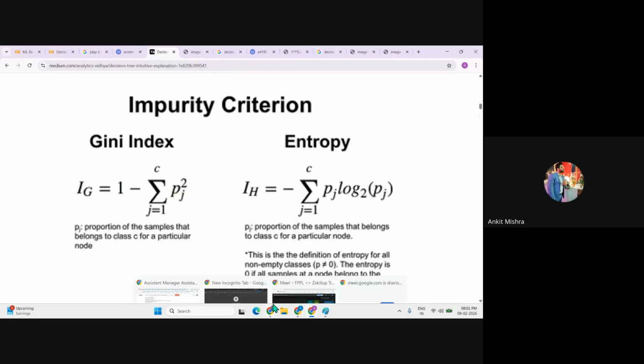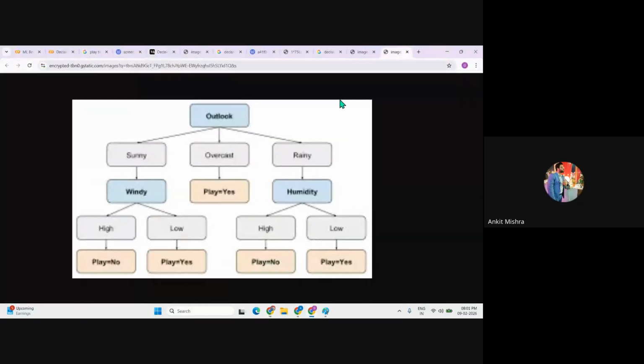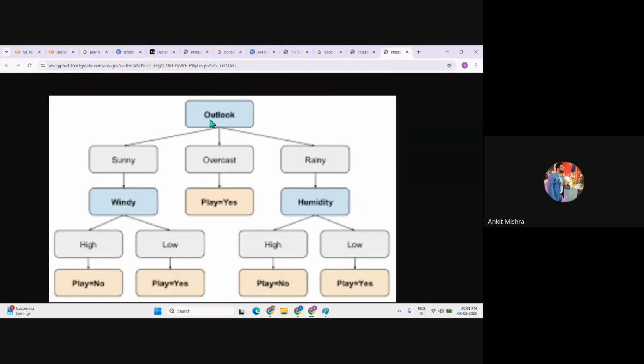So you have to calculate the entropy, right? So this is your mathematical intuition behind this. And here you can simply check Outlook is your root node, and based on the root node you will calculate the decision node, and the decision node is followed by its sub decision nodes, and finally you will get play yes, play no, play yes, play no, play yes. It's like your leaf node.